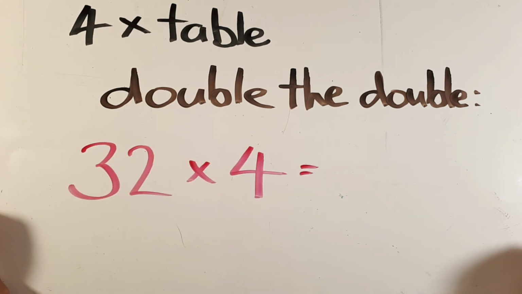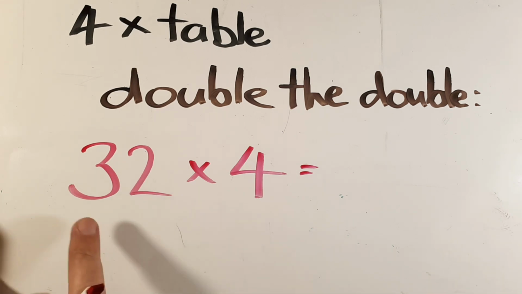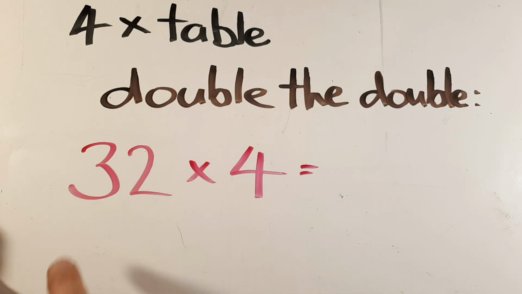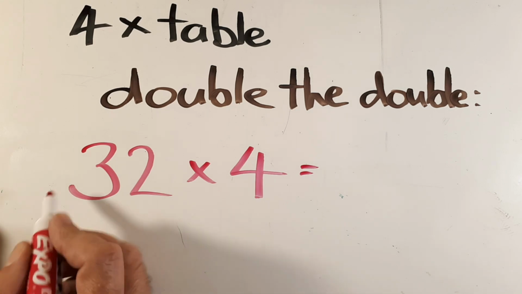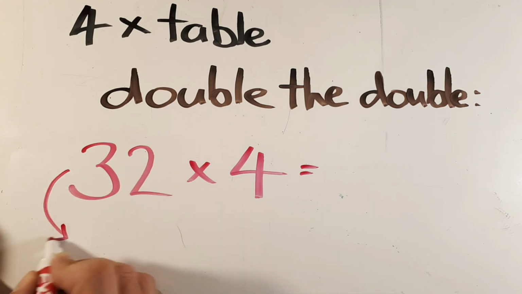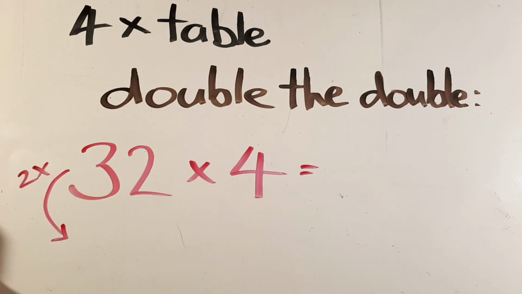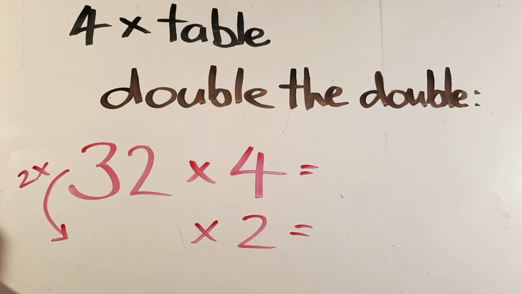So have a go at this one for yourself. We've got 32 times 4. Now you can tell straight away that double this is going to give you some number in the hundreds, but don't worry about that, just take it step by step. So in your head, first of all, multiply that by 2, see what you get, and then double it again to get your final answer. You can pause the video here if you like, work it out, see what you come up with.